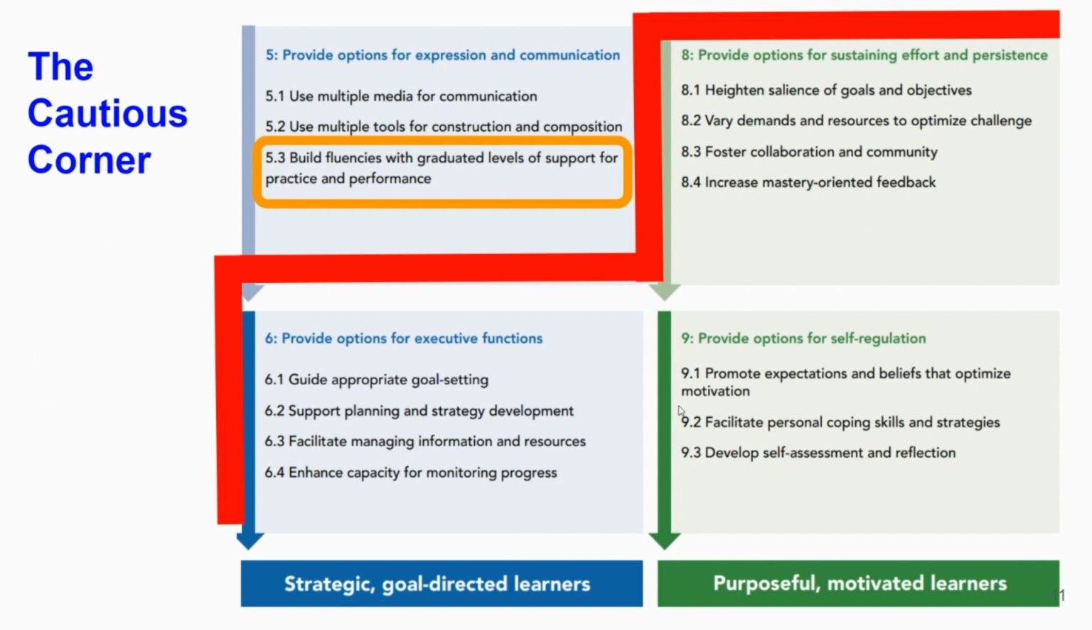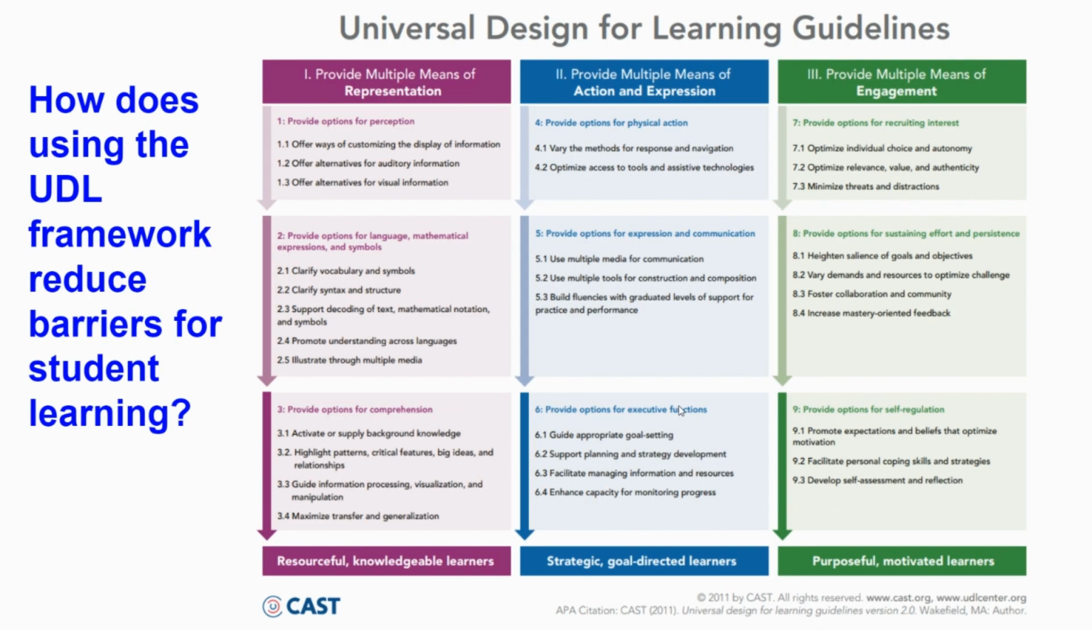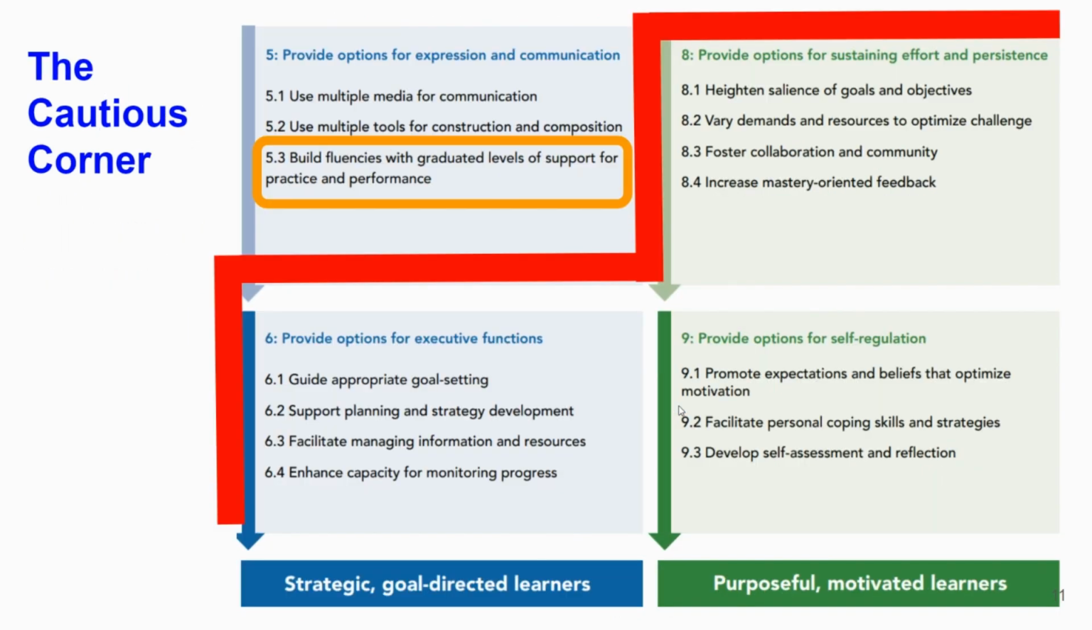So in the lower right-hand corner, we have an area that we call the cautious corner. So let me go back to show you. So if you see, there's 9 guidelines. And so the lower right-hand corner is formed by 6, 8, and 9. And we're going to focus on that. So 6, 8, and 9 are the areas that focus on executive function. And so the challenges with these are our middle grades learners actually have not gotten to the point where they can master these yet.